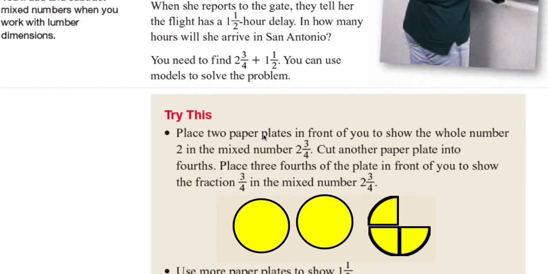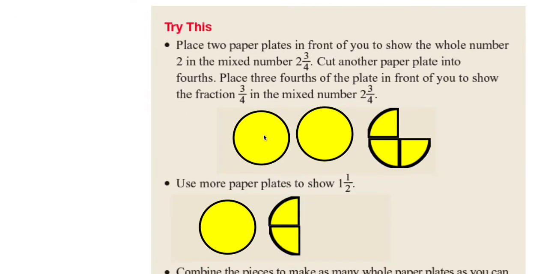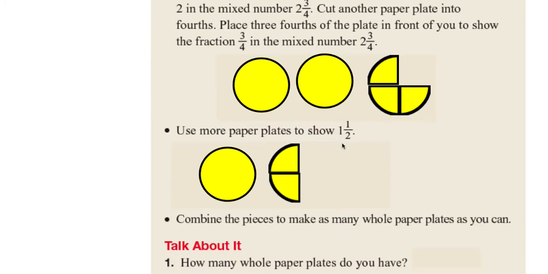Let's take a look at this one. Try this. Use two paper plates in front of you to show the whole number 2 in the mixed number. So these are your two paper plates. Place 3/4 of a plate in front of you to show the fraction 3/4 in the mixed number. So this is the model of 2 3/4. Now use more paper plates to show 1 1/2.